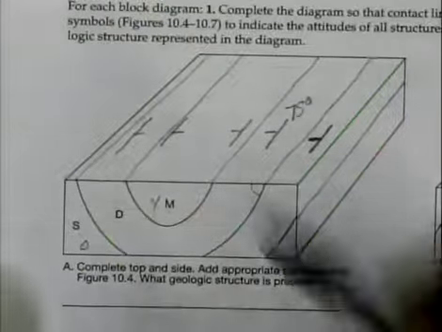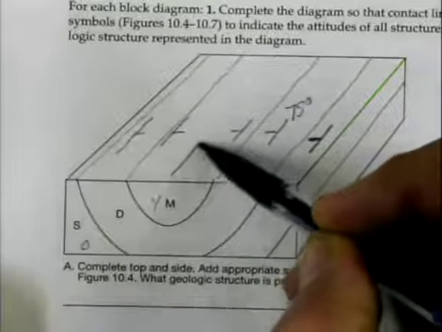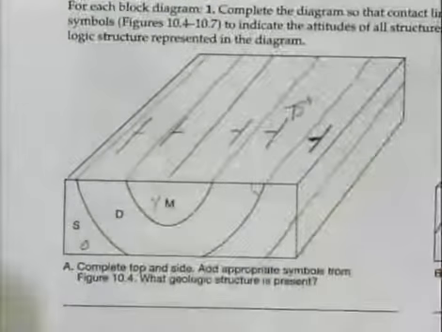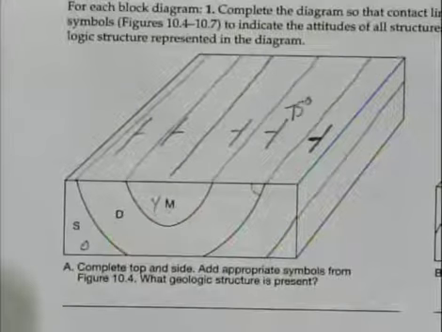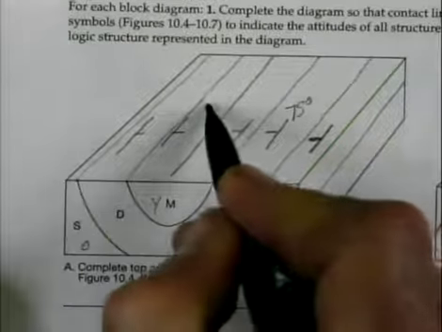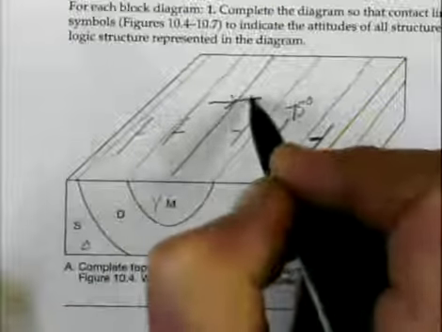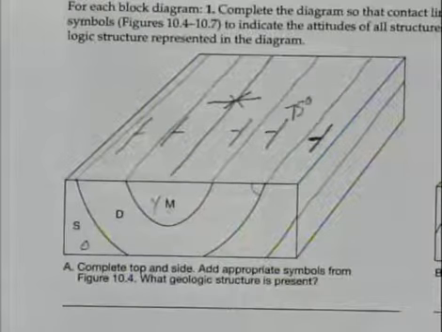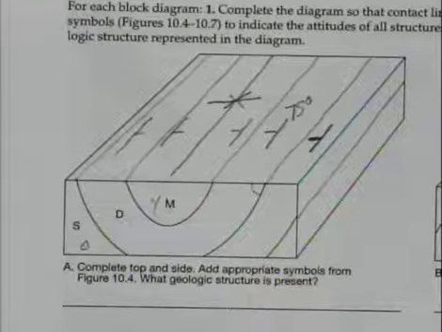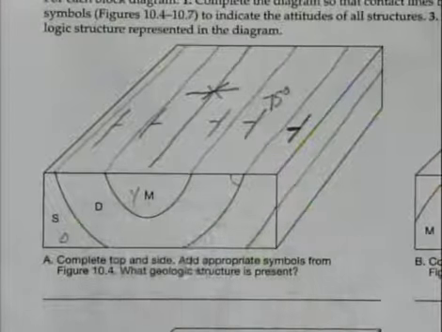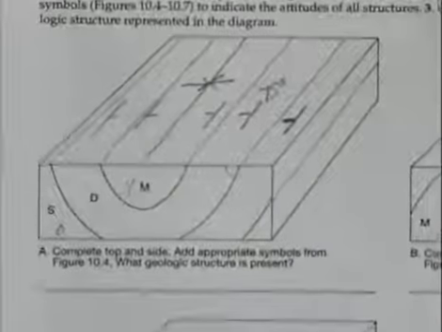One final symbol can go on this map, and it's called a fold symbol. The fold symbol has a long line that represents the axis of the fold, and then two arrows that point toward the axis in the case of a syncline, or they would point away from the axis in the case of an anticline. So in this case, you've got relative ages of rocks that help you complete that. Obviously, you can see what the structure is on the front of the block.